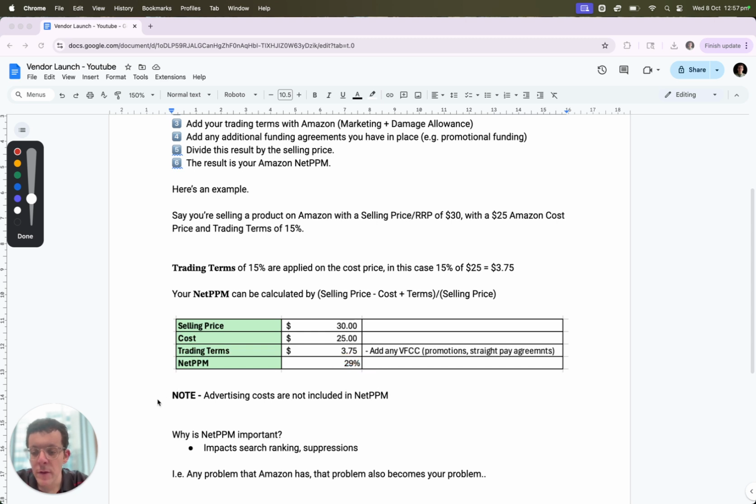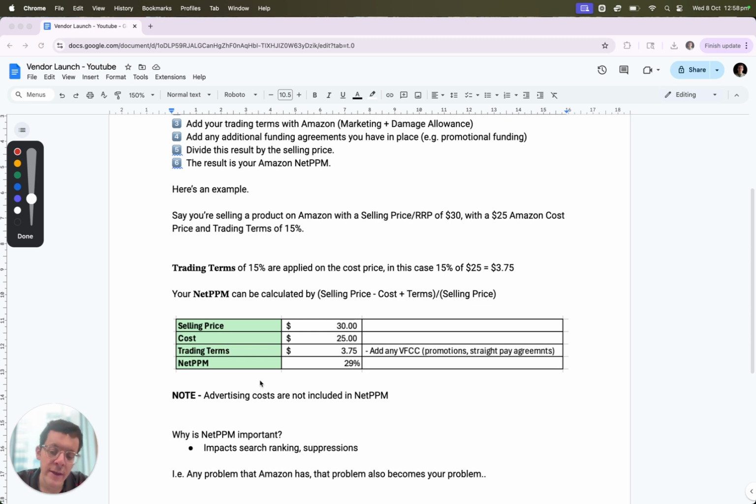Important thing to note, advertising costs are not included in your net PPM. So even if you're spending hundreds of thousands of dollars in advertising, these do not feed into your vendor manager's P&L, and therefore they are not included in your net PPM figure. If you're on AVS, paying for the Amazon vendor service, that is also typically not included in net PPM.